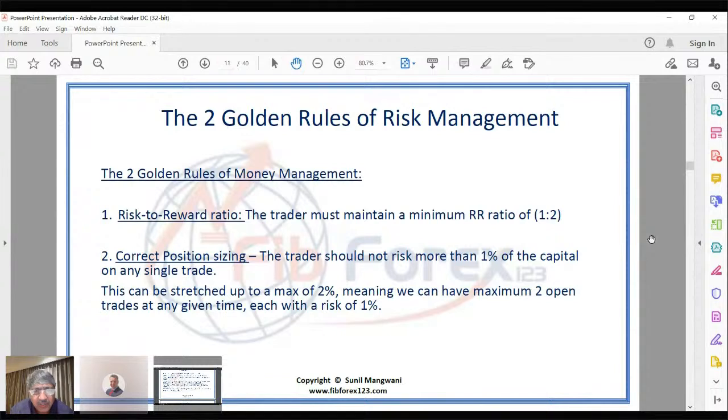These two golden rules are part of our courses, of course, but this is what I want every trader to have a look at. Everybody knows this. In fact, even in the last session, Adam talked about both of these: risk to reward ratio and correct position sizing. Every trader knows this, every trader tries to follow this, but they don't really follow it in a very strict way.